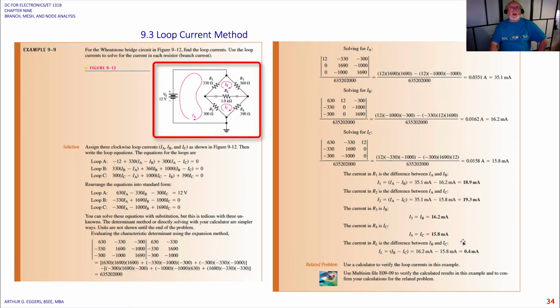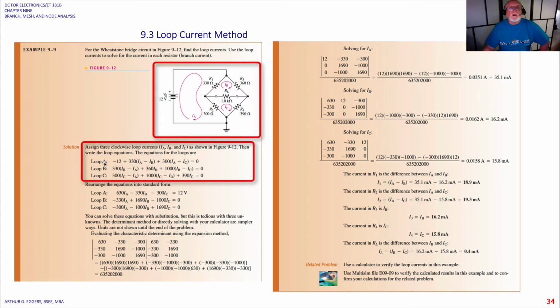So if we take a look at the example here for the Wheatstone Bridge, we're going to find the loop currents, and use the loop currents to solve for the current in each resistor. And you can see over here, they're setting things up for us to use the determinant method. And remember, the determinant method is a little more involved because you've got to create those external 2 columns taken from inside of the array. So if you assign 3 clockwise loop currents I_A, I_B, and I_C, then write the loop equations. The equations for the loops are as such.